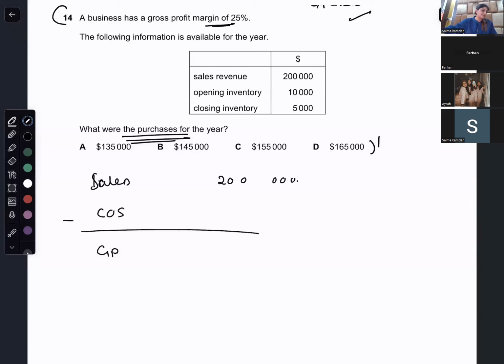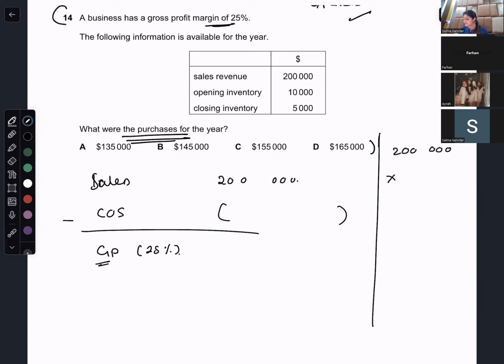Yeah, you have sales, 200,000. Farhan, you have sales. You have cost of sales? No, you need to get the purchases for cost of sales. I have gross profit that is 25% margin. Margin is on sales. So gross profit would be 200,000 into how much percent? 25%. So 50,000. So gross profit is 50,000.